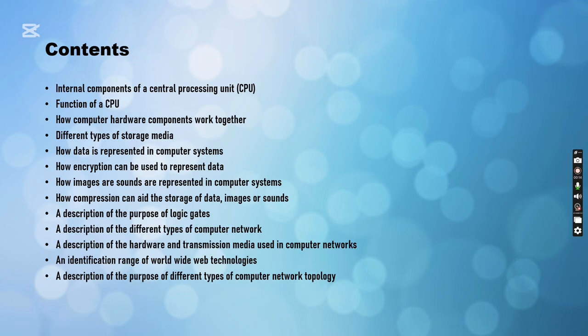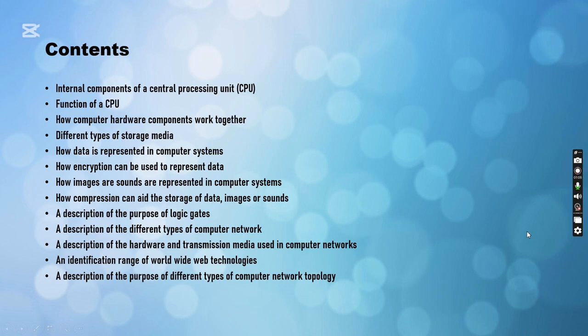So these are the contents of my presentation. Internal components of a central processing unit (CPU), function of a CPU, how computer hardware components work together, different types of storage media, how data is represented in computer systems, how encryption can be used to represent data, how images or sounds are represented in computer systems, how compression can aid the storage of data, images or sounds, a description of the purpose of logic gates, a description of the different types of computer network, a description of the hardware and transmission media used in computer networks, an identification of a range of World Wide Web technologies, a description of the purpose of different types of computer network topology.